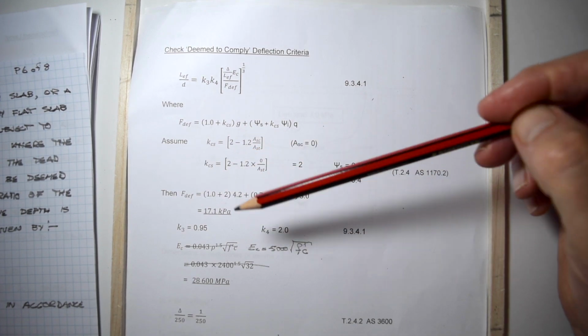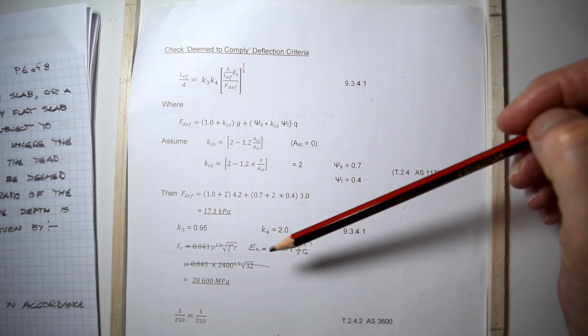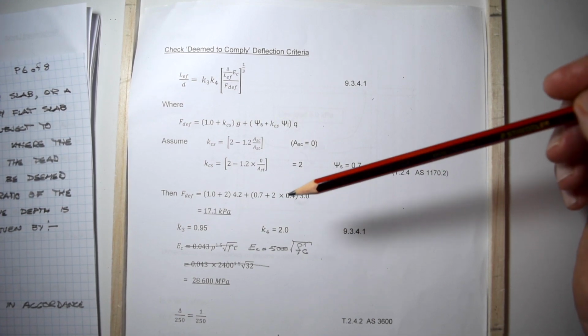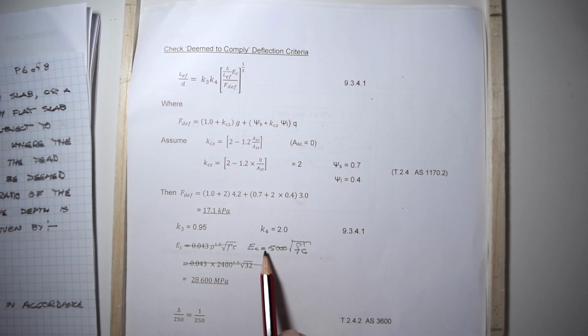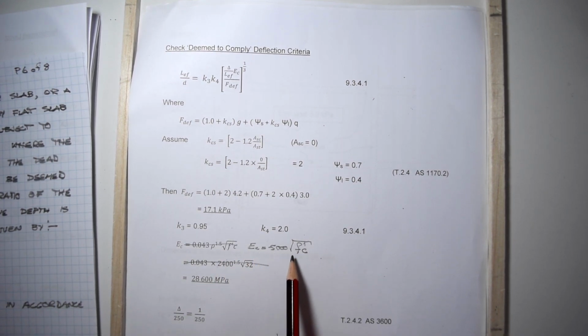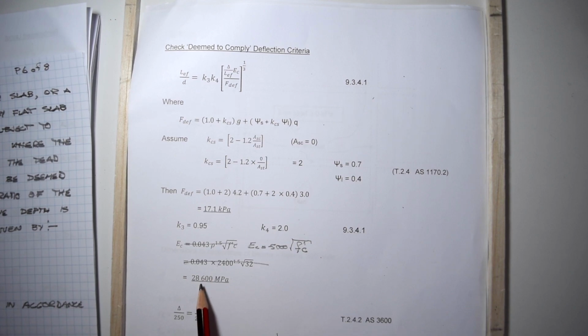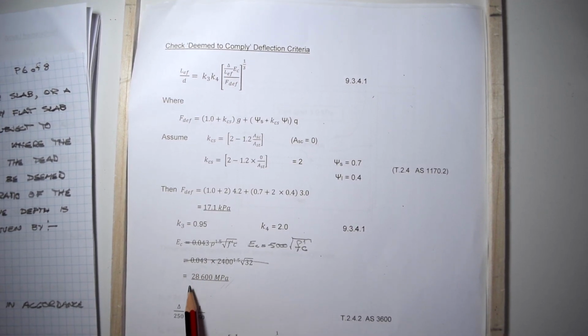If you look in the code, you'll see that K3 is 0.95 and K4 is 2. I'll cover that a bit more thoroughly in the tutorial to follow this. You can use this formula here to work out your elastic modulus for the concrete, but I've found that this one is fairly satisfactory. It gives you an answer very close to this particular answer, and it's a lot quicker. Just 5,000 times the root of the concrete cylinder crushing strength. I think it works out at about 28,400 and something. But we'll use this one, which is a result of this typewritten computation there.